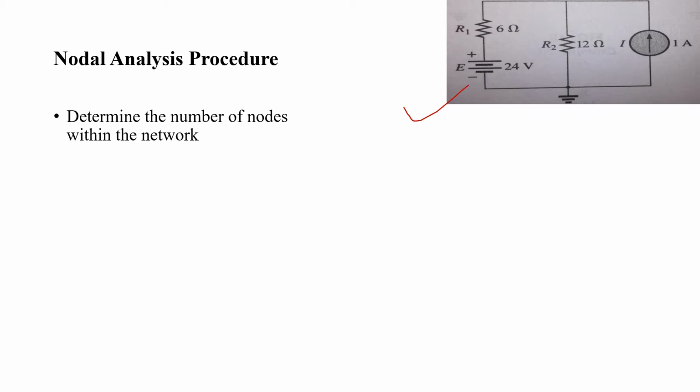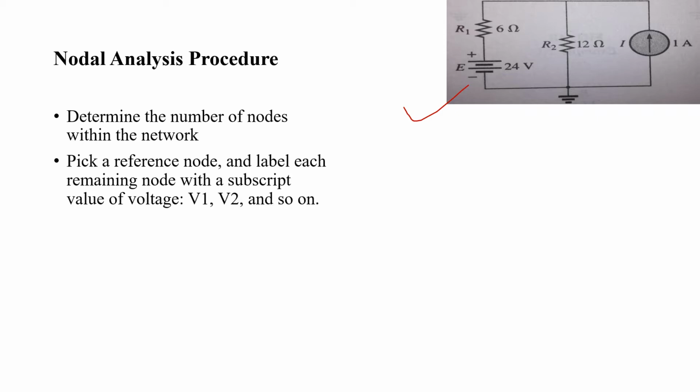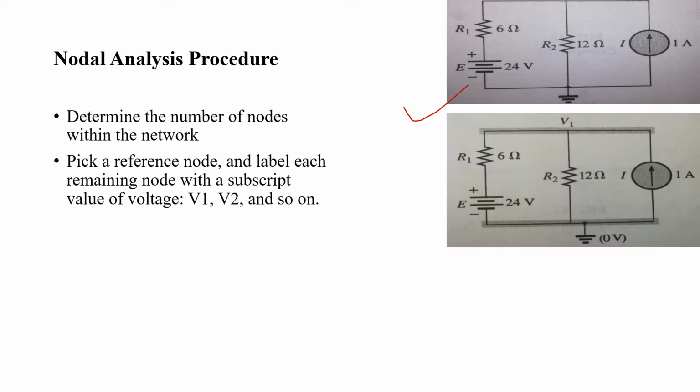When we apply nodal analysis to this circuit, we have to find a reference node and label each remaining node with a subscript value of voltage, V1, V2 and so on. From the figure we see that V1 is a node where the other elements, like the current source, R2 and R1, are connected with each other. We name it V1. Now we have to select the reference node. Mostly we select the ground as the reference node.